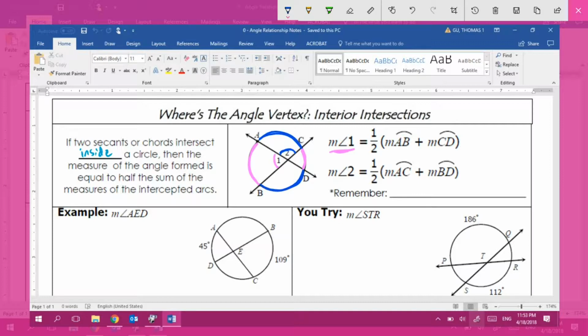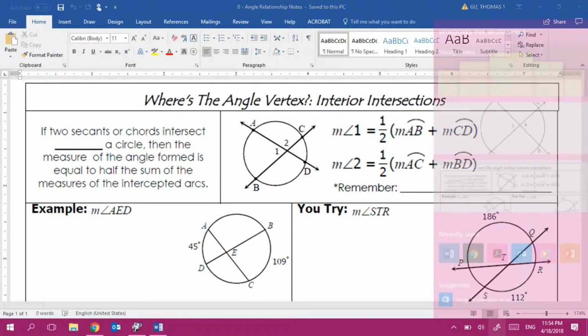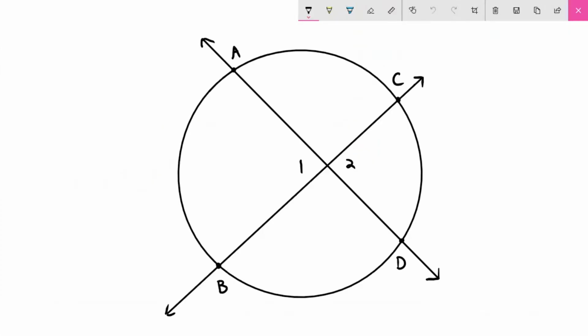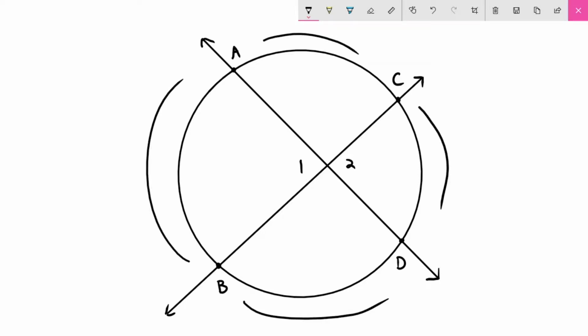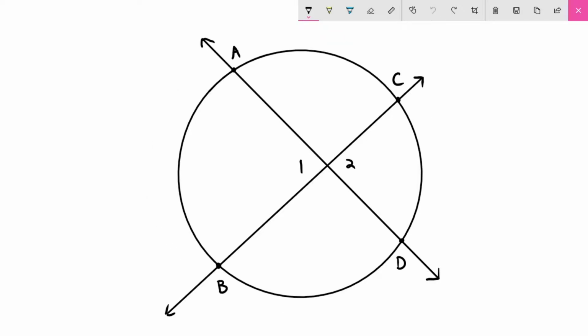All right? So, one thing that you should notice here, let me show you on my personally drawn diagram right here. All the measures of the arcs, so like this, plus this, plus this, plus this, they all have to add up to 360, okay? All need to add up to 360. Now, what exactly were those formulas? What exactly did those formulas say?